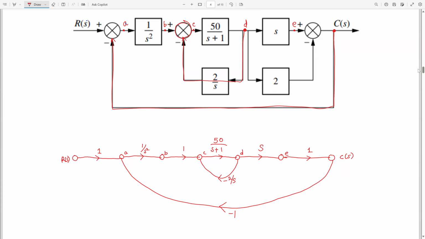Now I'm going to draw from D again. Then it passes to this side to the input of the summing junction here. So I have to take it from D, then draw it to the output of that summing junction, which is C of S, and then name that branch minus 2. It's minus 2 because of the minus here.